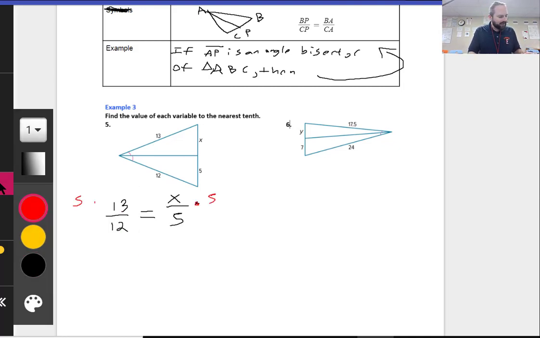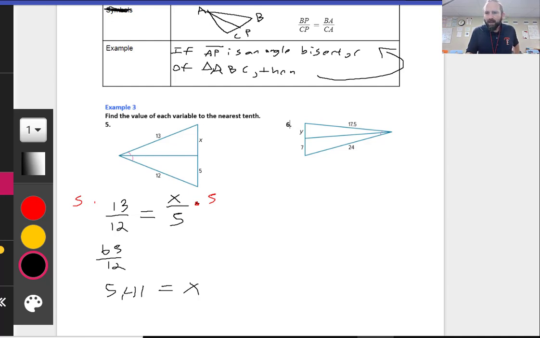And I get 13 times 5, which is 65, divided by 12, which would be 5.41. So 65 divided by 12, or 5.41, is equal to x. Let's look at the next one.